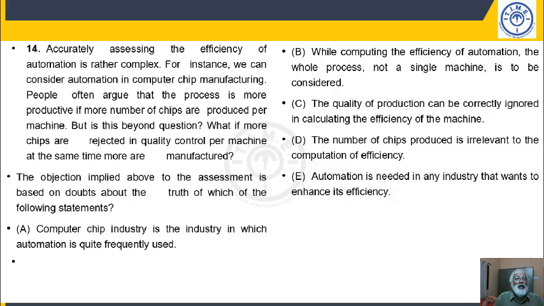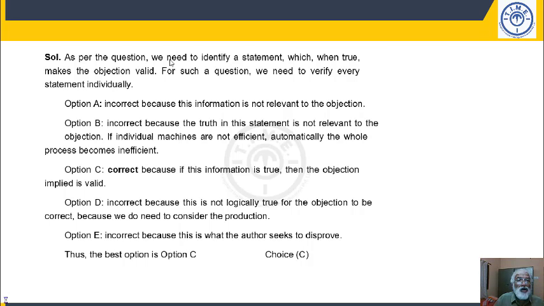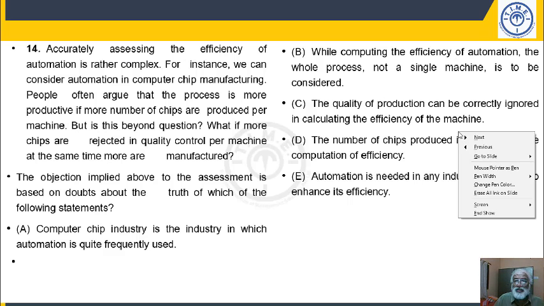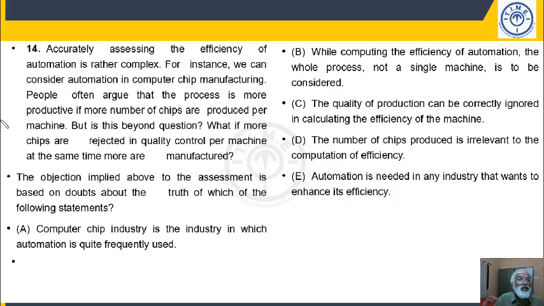Okay. So this question tells us accurately assessing the efficiency of automation is rather complex. For instance, we can consider automation in computer chip manufacturing. People often argue that the process is more productive if more chips are produced per machine, that is what people would like to assess capacities as. They would like to assess automation in the sense of how much a machine can turn out and whether we can actually run with that. So they are looking at automation in terms of output.